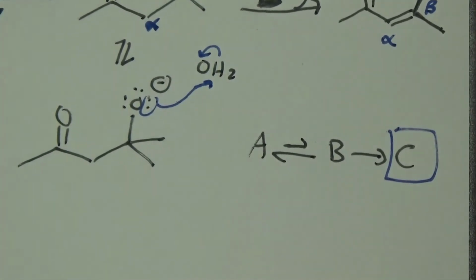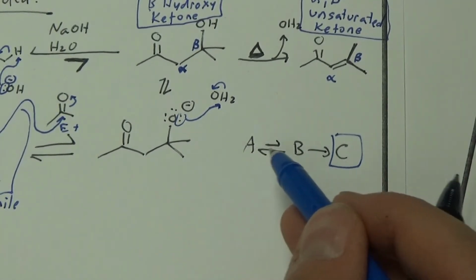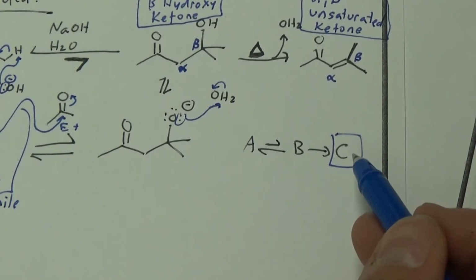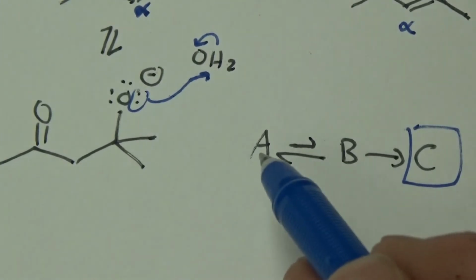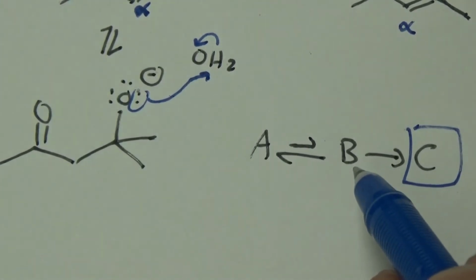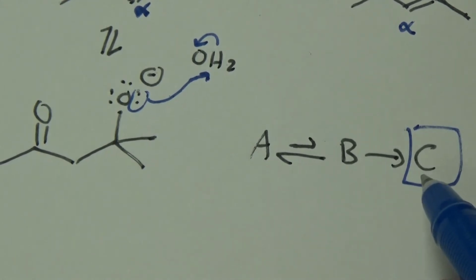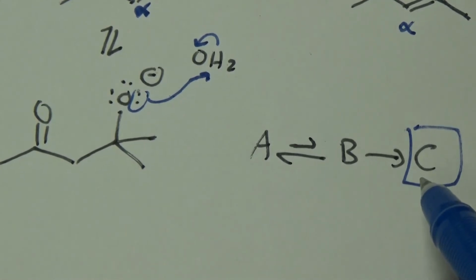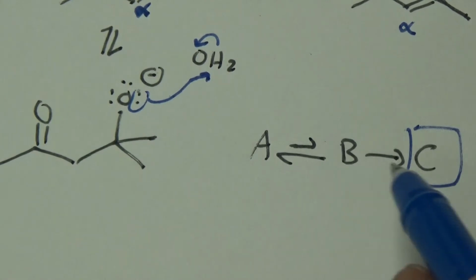C is the favored final product because of a reversible initial equilibrium that has a follow-up irreversible step, like it's irreversible, right, to make a very stable product. Yeah, this will all completely go to C because this is irreversible, right?